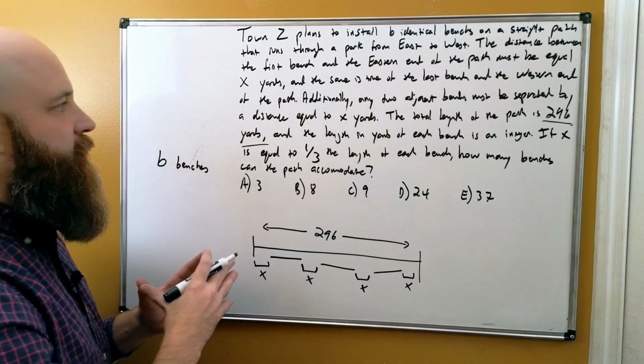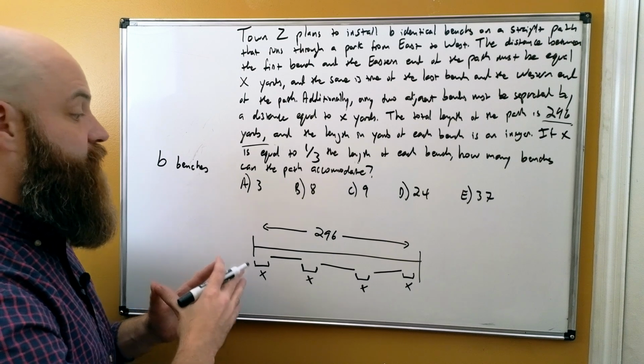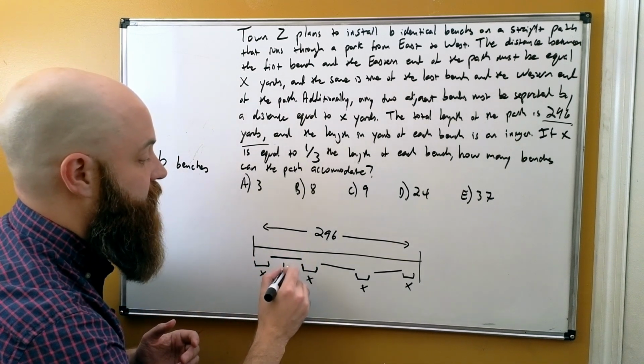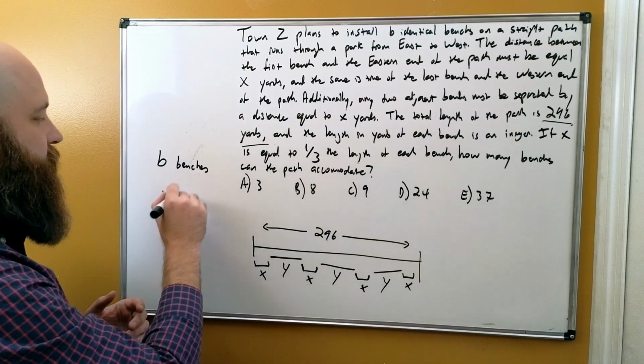Anything that I'm missing? Well, they say the length of each bench in yards is an integer. Okay, well the length of the benches, I haven't defined those. They didn't give me a variable, so I'll just make up a variable for that. I'll say y is the length of the bench.